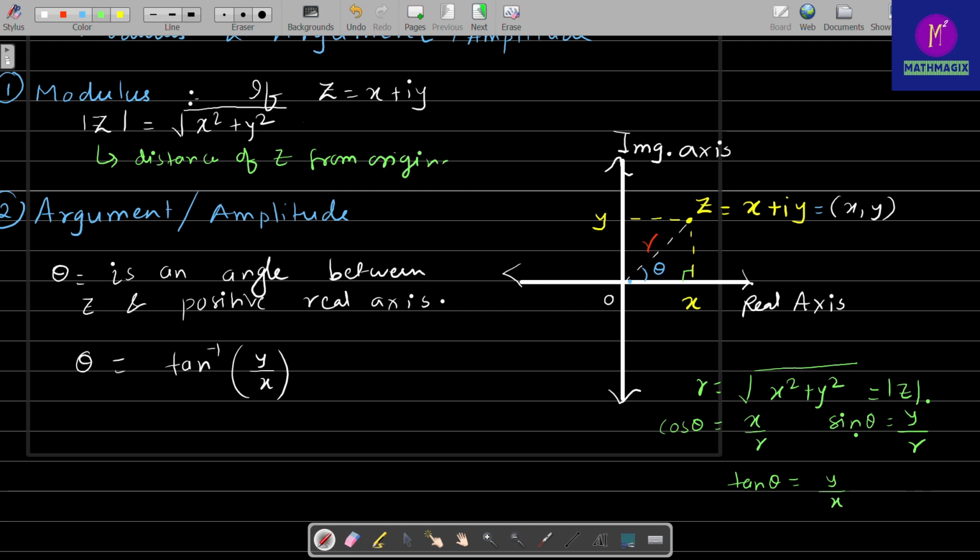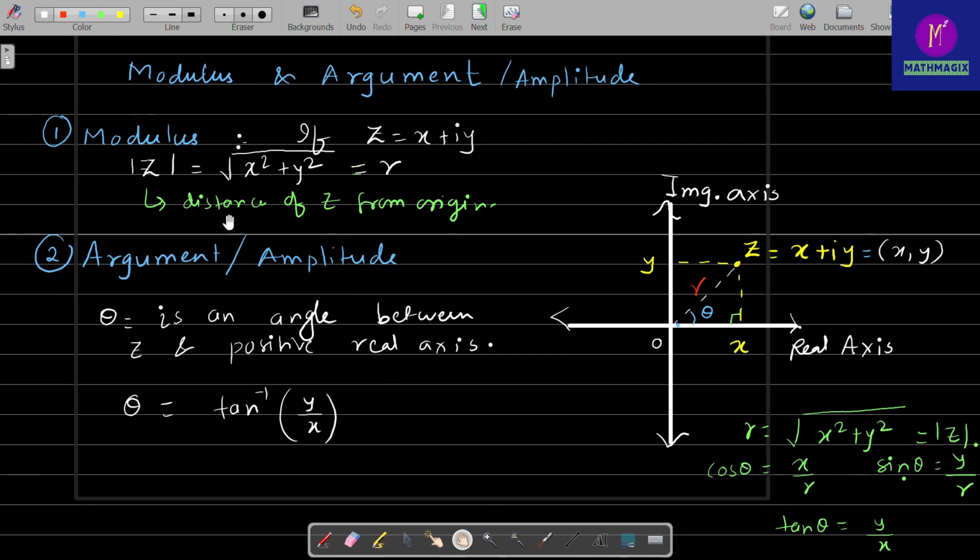Always remember the modulus of z can also be denoted by small r. So we have seen two definitions here: the modulus of z is the square root of x square plus y square, which is also called r, and the argument or amplitude theta is tan inverse of y by x.